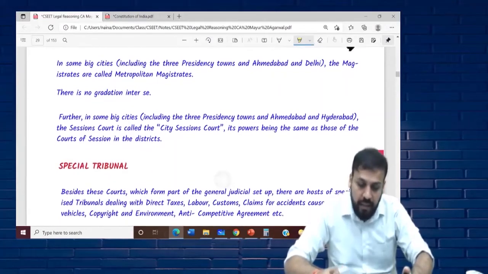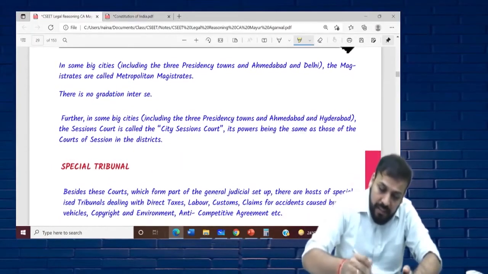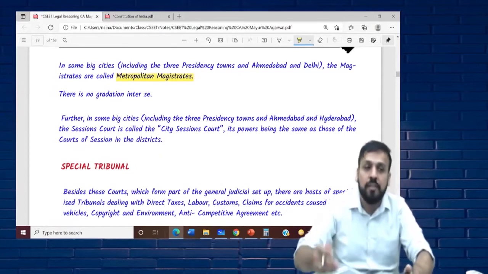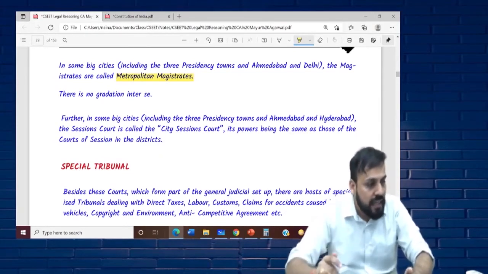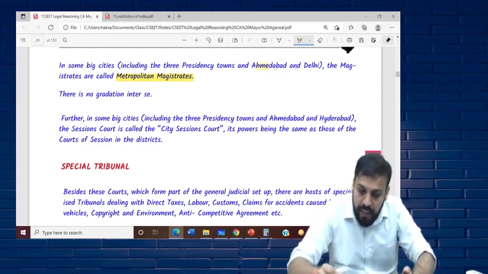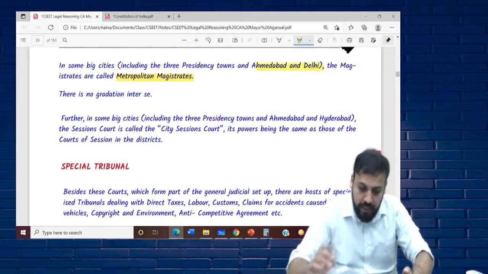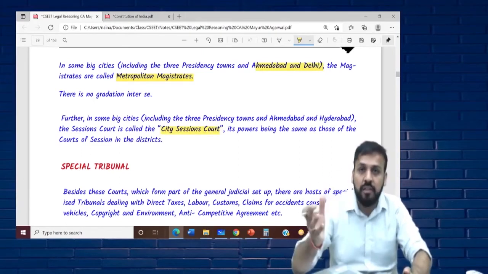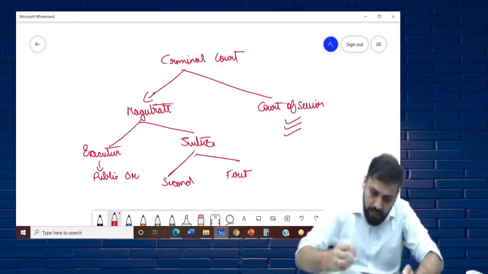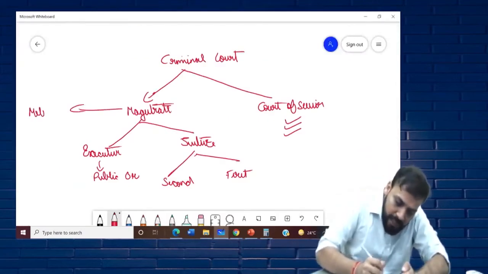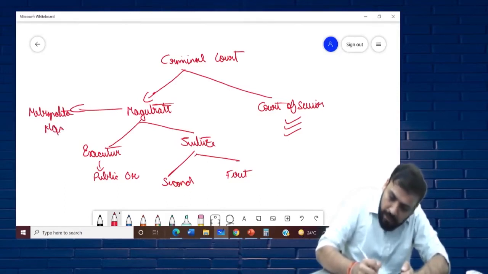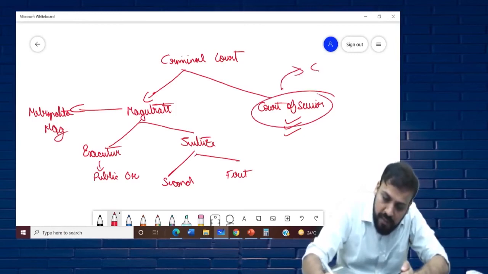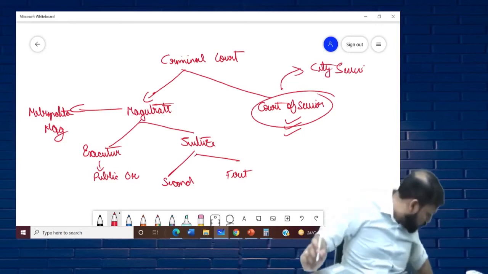So these are certain codes which you should understand very well. And then there are different big cities. In big cities, the magistrate is called a metropolitan magistrate, in cities like Ahmedabad and Delhi. And in other big cities there is also a session court, that is the city session court. The court of sessions will be called city sessions. I hope you are understanding this.